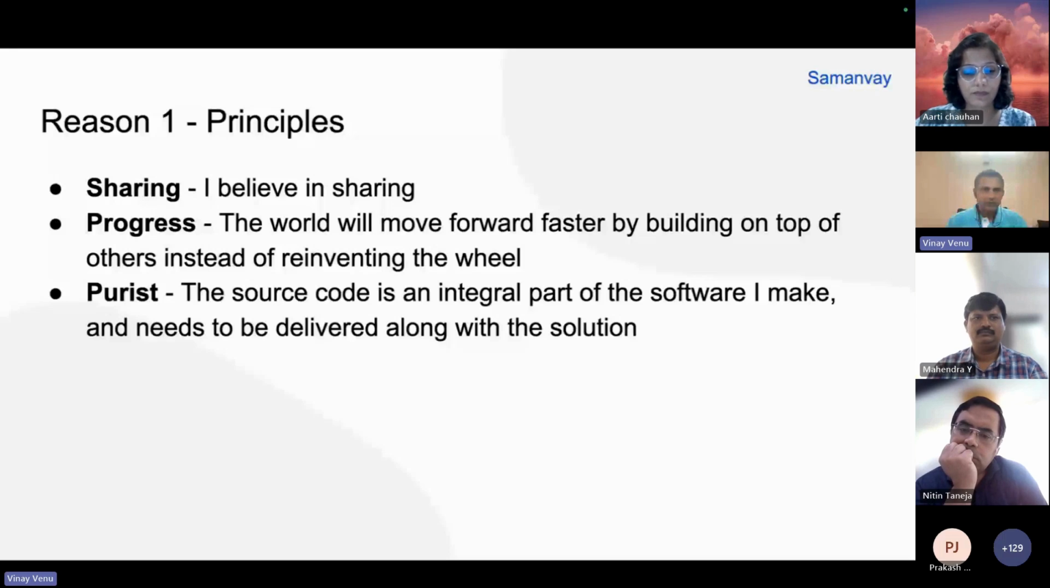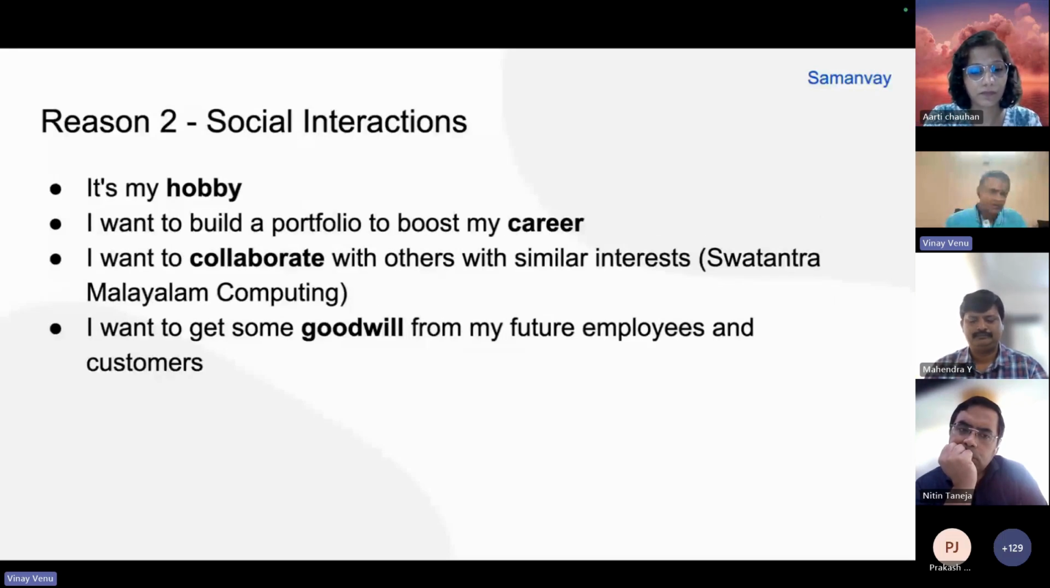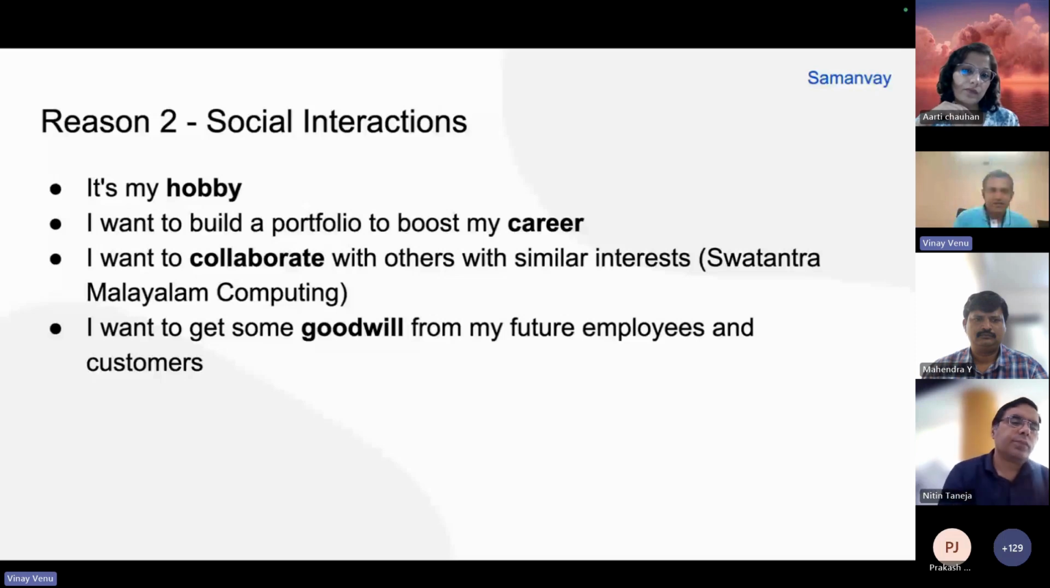but again, that is one reason why people write open source. There are a lot of people who do this for social interactions. There are a lot of hobby programmers out there. There are some people who believe that writing open source can actually boost their career, which it does. But that is one reason why somebody might build in the open. There are some people who are a community and they want to share their code, they want to collaborate. Swatantra Malayalam Computing is the example of a group who wants to work on computing related to the Malayalam language, for example. There could be a lot of other people who are interested in a certain area, they want to collaborate with each other, and open source kind of works well.